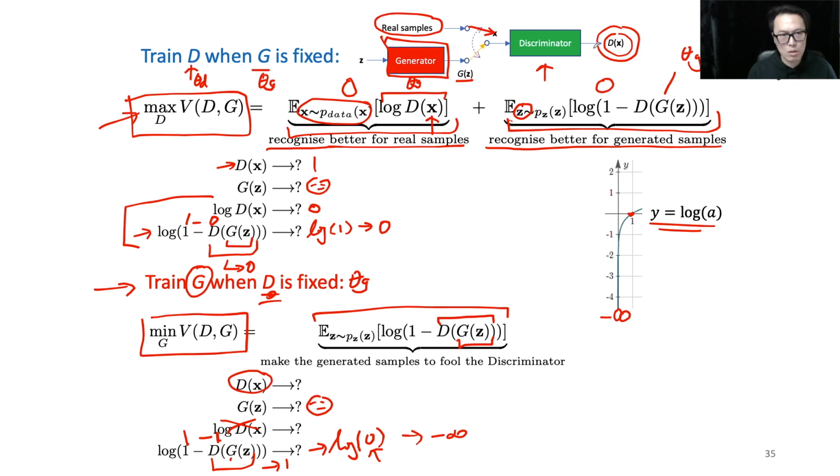So in this slide we understand the physical meaning, the actual meaning, of why we do the maximization of V with respect to D, as well as the minimization of V with respect to G.